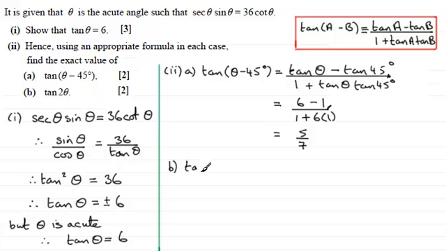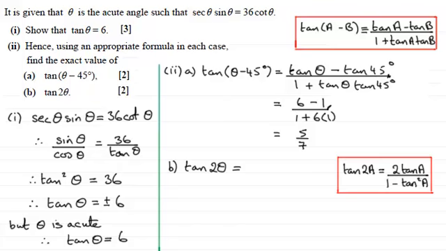Okay, now for the second part of part 2, we'll call it B here, it's to work out the value of tan of 2 theta. And again, you should be familiar with another identity, and that is the tan of 2a. Tan of 2a is identical to 2 tan a, all divided by 1 minus tan squared a. And the a for this will be the theta.